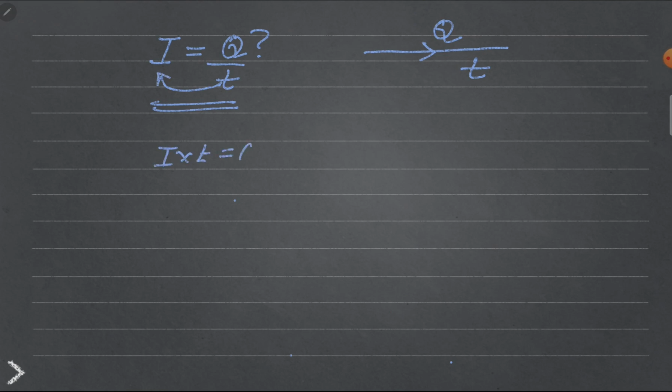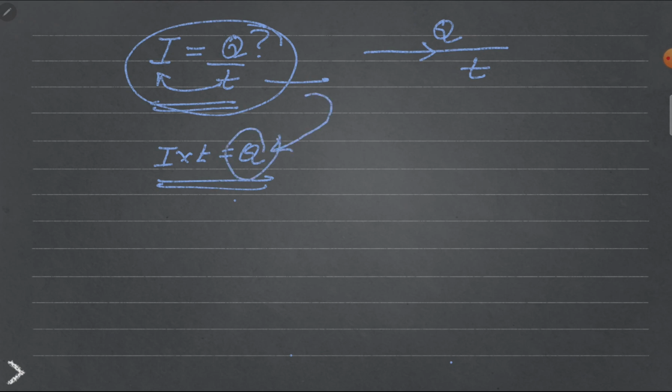We are not provided any numbers there. We have to write the answer in general. So you can write I into T is equal to Q. This is the rearranged form of this equation. We have rearranged this equation to this one so that we get an equation for Q.